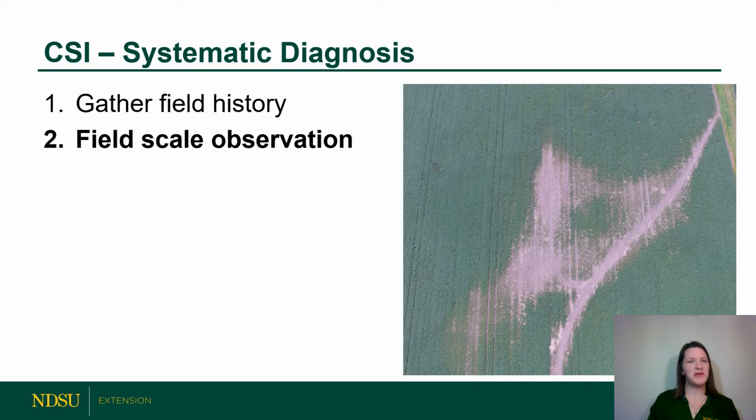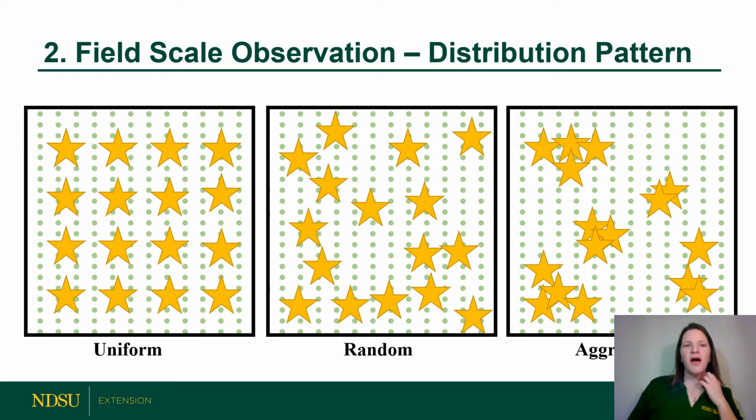Now, looking into more and making those observations, this is your field scale observation. And what are we seeing? To understand field scale observation, we need to understand a distribution pattern. And there are three main distribution patterns.